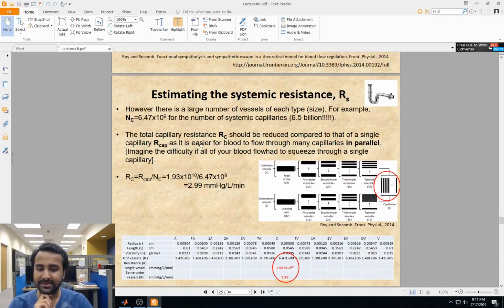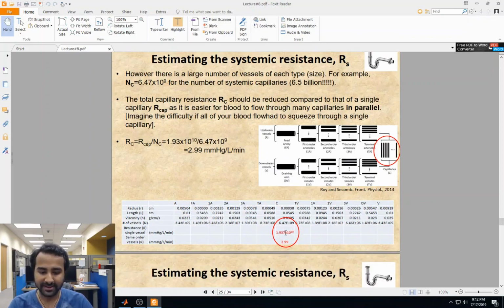So that is the resistance for the entire capillaries, all the capillaries together. But what if we want to just have it per vessel? Well, we need to divide it by however many vessels there are. Because there are a large number of vessels, specifically, it looks like for the systemic capillaries, there's 6.5 billion of them. We can take the total resistance, RC, which we just calculated, and reduce that to a single capillary by dividing the total by however many vessels we have. So we can turn this very large 1.937 times 10 to the 10 divided by 6.47 times 10 to the 9, and we get that each of the capillaries individually has a resistance of about 2.99 millimeters mercury per liter per minute.